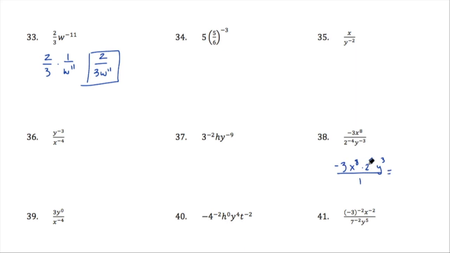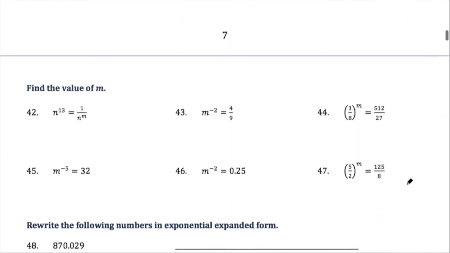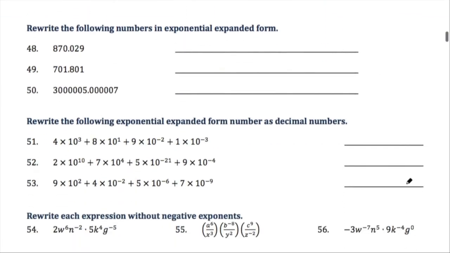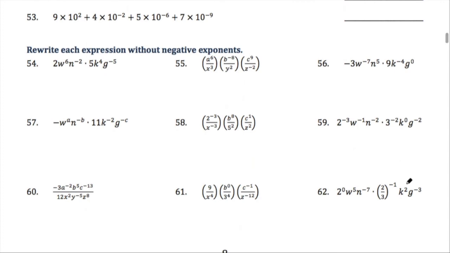So we can go ahead and take negative 3, and we're going to multiply that by 2 to the 4th, which is 16. So we have negative 48 x to the 8th y to the 3rd. And that's our final answer there. So the rest of these problems here, continuing through page 8, should be fair game. Maybe we'll just try to find 1 or 2 more that look like a lot of fun for us to go over. Let's just look at number 60 here together.